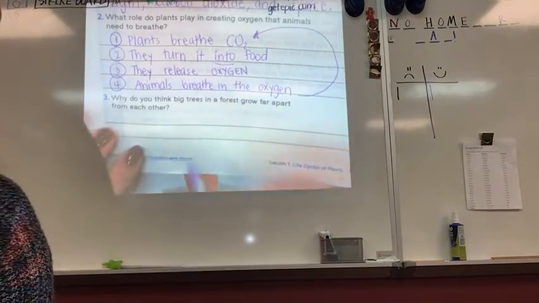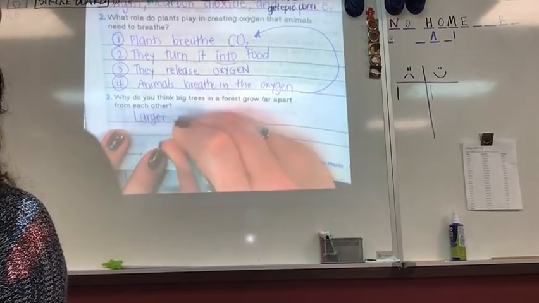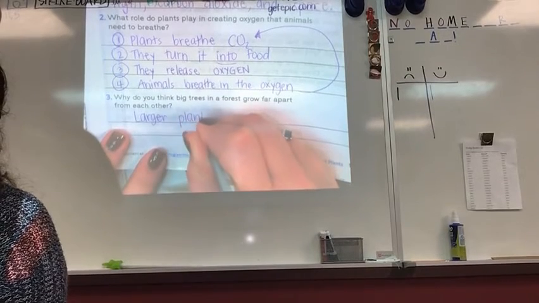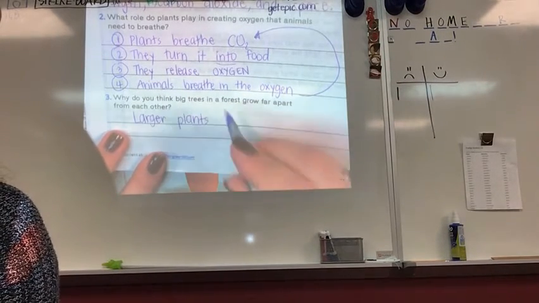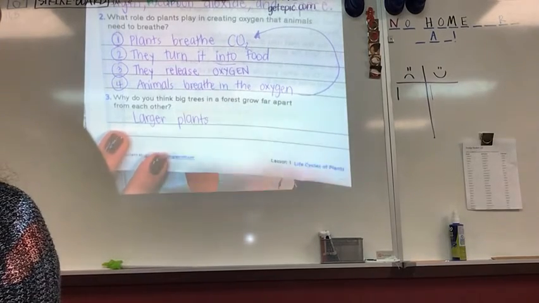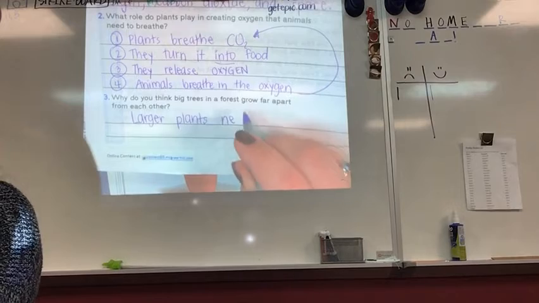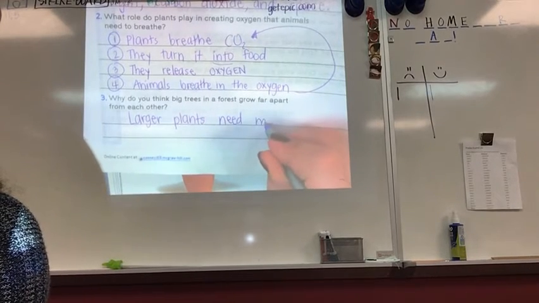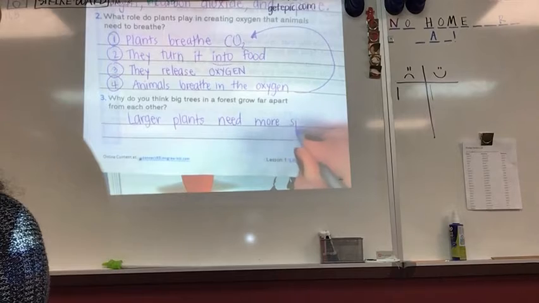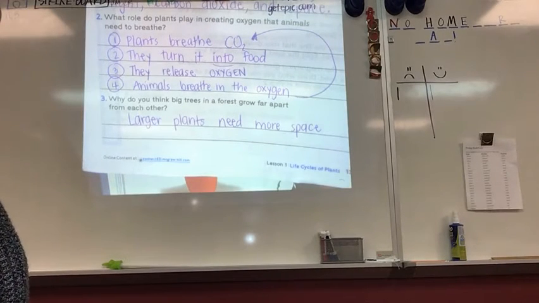What about the desert? If the tree leaves connect together, there would be no light. That's true. They need that space so they can get their light, because if they're overlapping, they wouldn't get enough light for their leaves. So just in general, larger plants, if they were together, the trees under them couldn't. Exactly. They need more space.